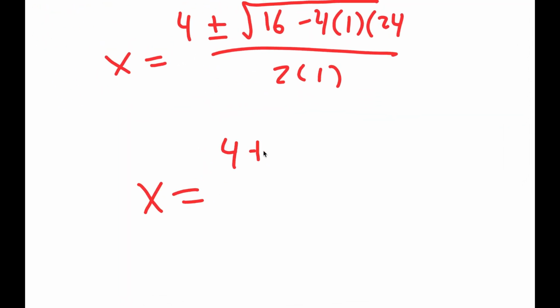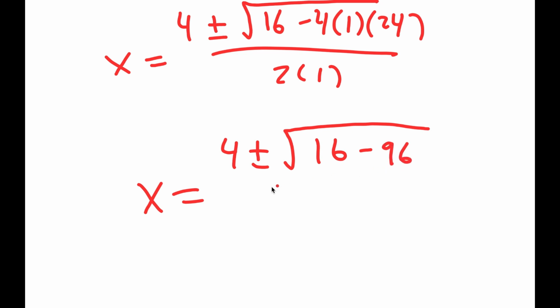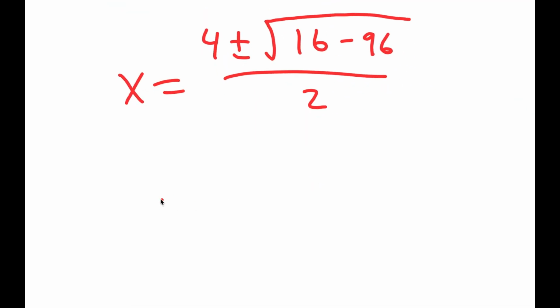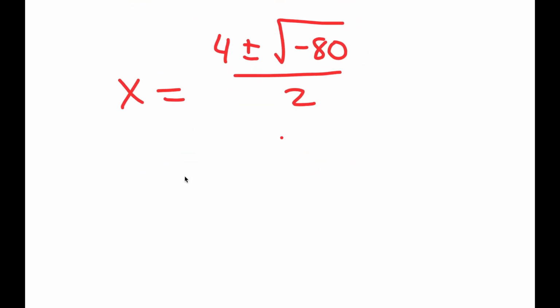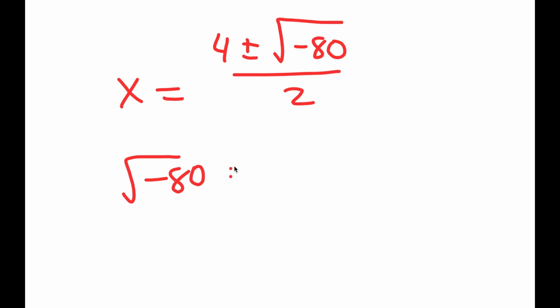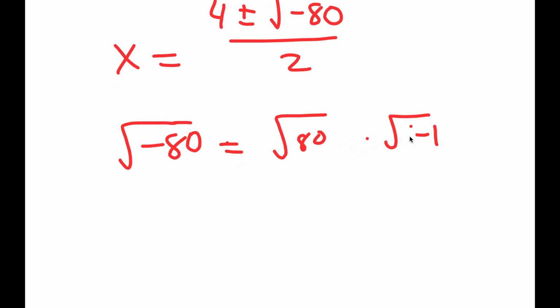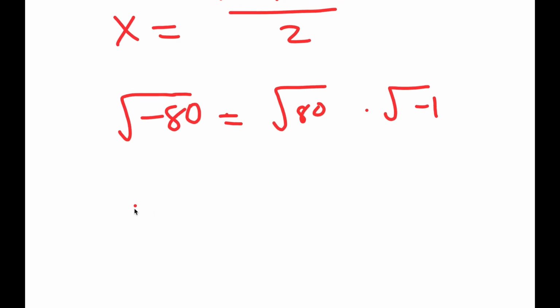Now this is equal to 4 plus or minus the square root of 16 minus 24 times 4, which is 96, all over 2, which is equal to 4 plus or minus the square root of negative 80 over 2. Now, the square root of negative 80, I can rewrite as the square root of 80 times the square root of negative 1. And before I do anything with the square root of negative 1, I'm going to first simplify the square root of 80.